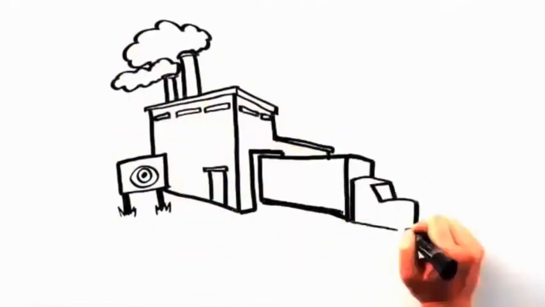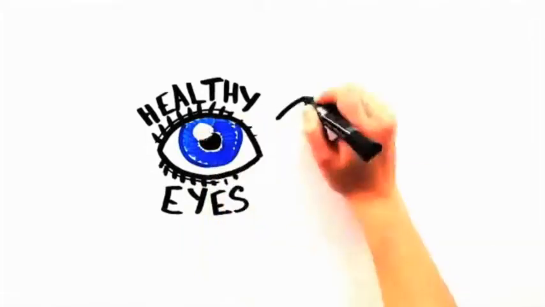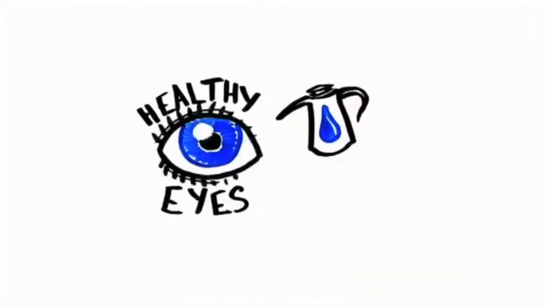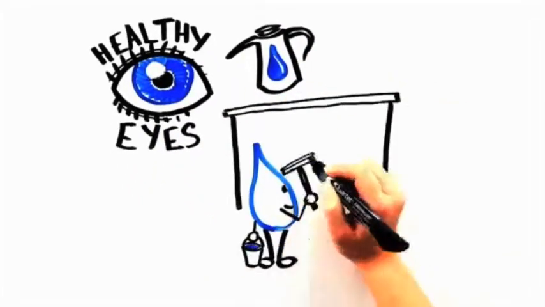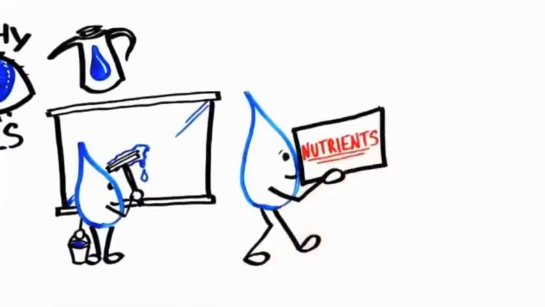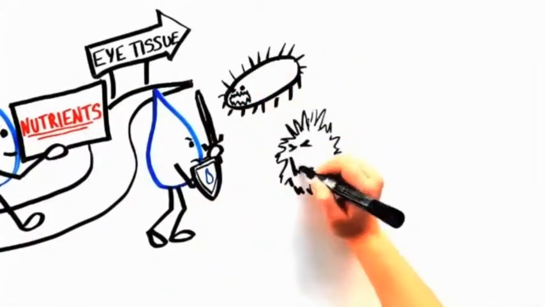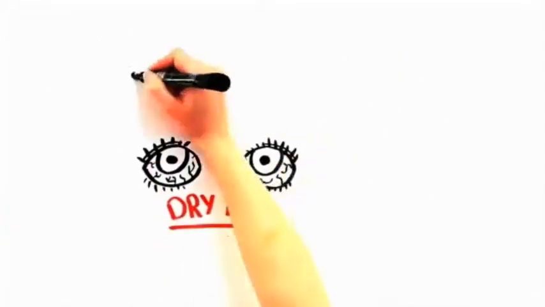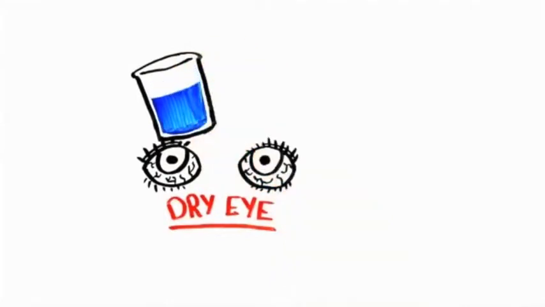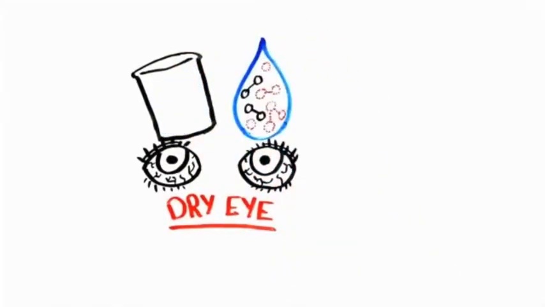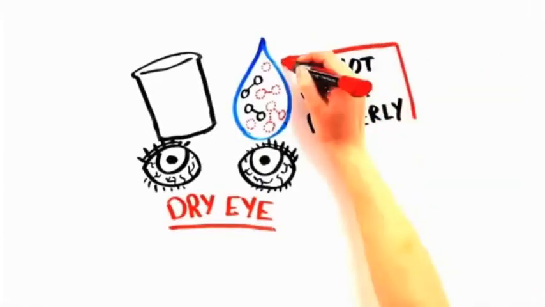Everyone's eyes produce tears. In healthy eyes, these tears help keep the surface of your eyes well lubricated for blinking, maintain a smooth and clear surface, bring nutrients to the eye tissues, and also protect against bacteria, infection, and airborne dirt. In the case of people suffering from dry eye, their tears are not produced in adequate amounts, or their tears do not have the right ingredients and therefore do not work properly.